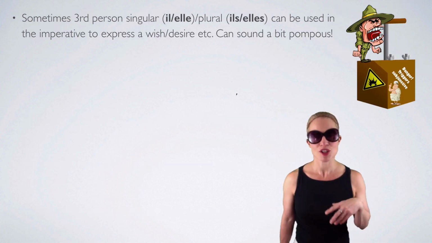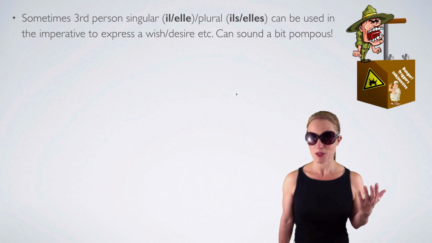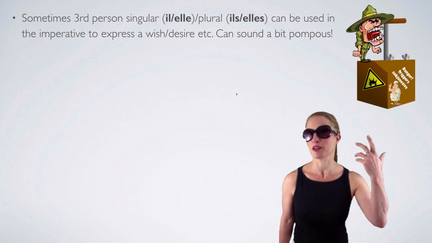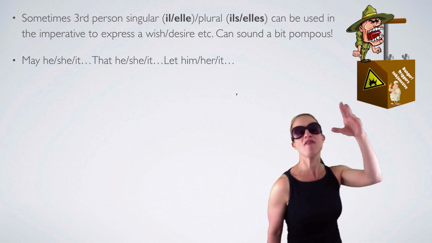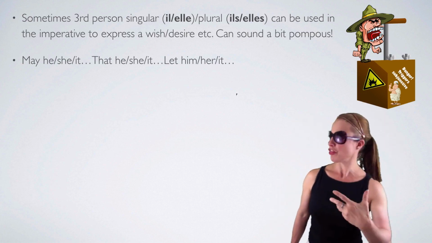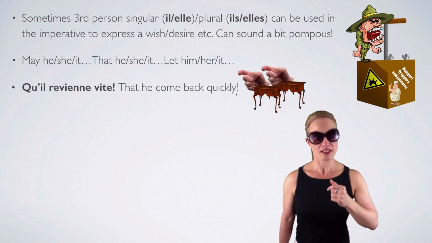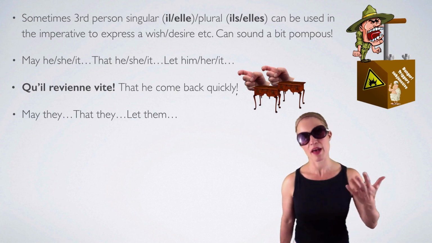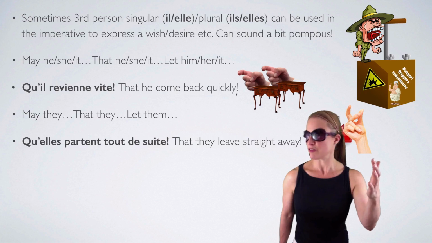Sometimes the third person singular, the il, elle, and the third person plural, the ils, elles conjugations can be used as an imperative to express a wish or a desire. It can sound a little bit pompous. For example, may he live forever, that she, let them. Okay? Qu'il revienne vite, that he come back quickly. And then the plural, may they, that they, let them. Qu'ils partent tout de suite, that they leave straight away.